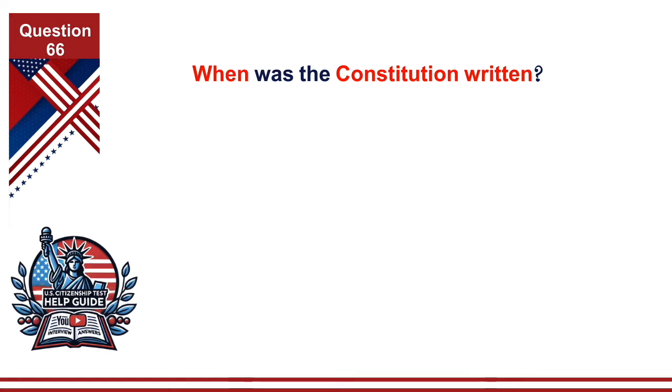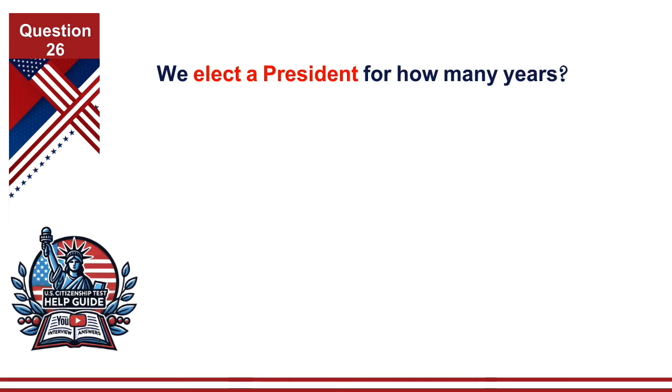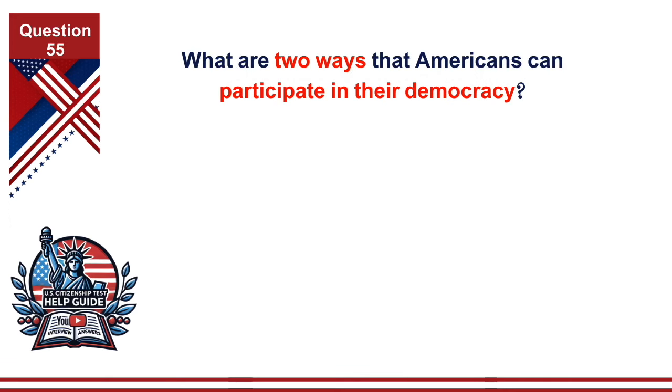When was the Constitution written? 1787. We elect a president for how many years? 4. What are 2 ways that Americans can participate in their democracy? Vote. Join a political party.